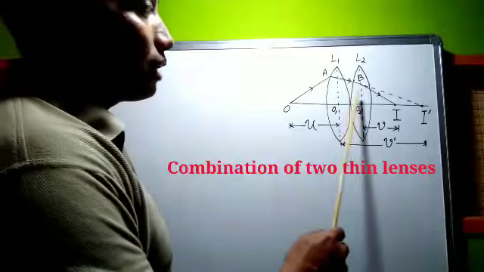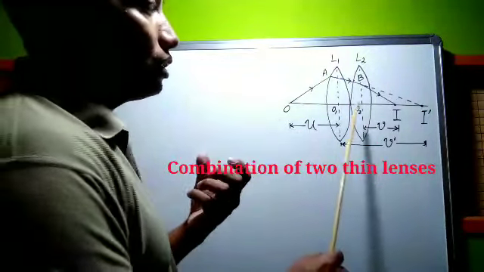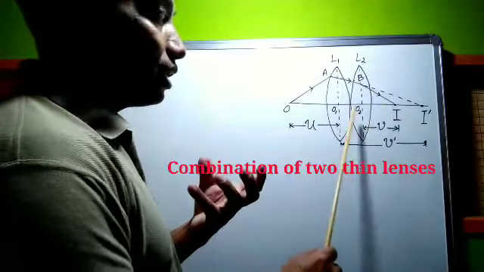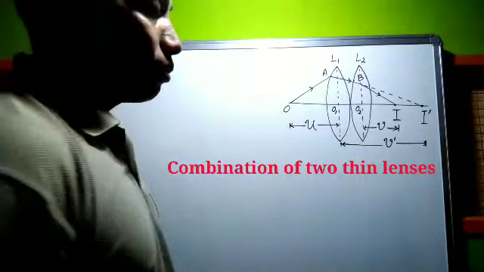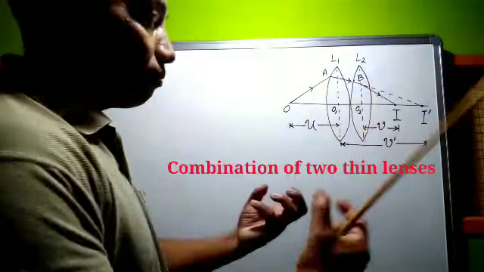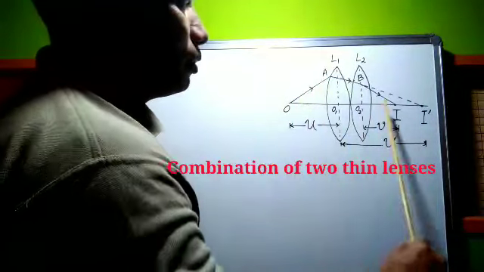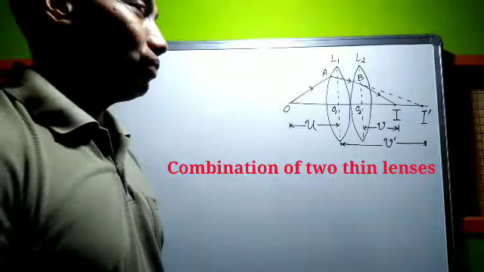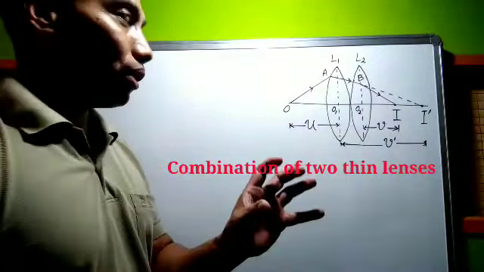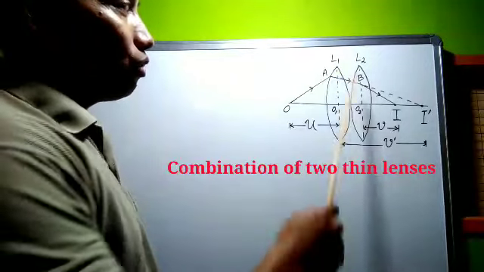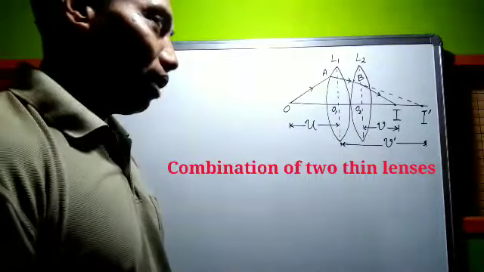Both are convex lenses, and each has its own optical center, O1 and O2. The two lenses L1 and L2 are kept in contact, so they have a common principal axis. And here O represents a point object which is placed in front of lens L1 at a distance U from optical center O1.